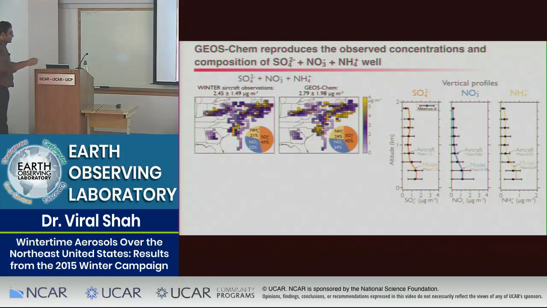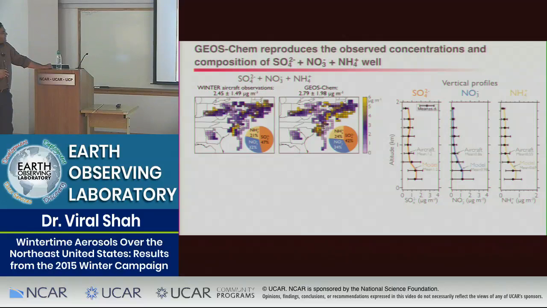So you can see how the model performed with respect to the inorganic aerosols. On the left here, I have the winter observations colored by the concentrations, and these are the model results along the flight tracks. This is showing the average composition of the aerosols measured there. And we see very good agreement between the observations and the model. The model gets the average concentrations within about 15% of the observations. The model also captures the average composition of the aerosol quite well.